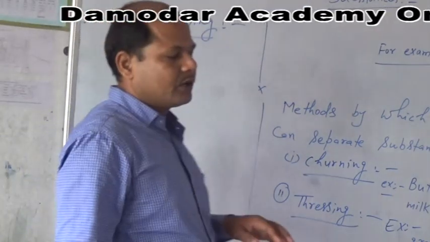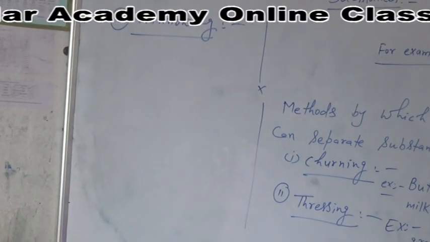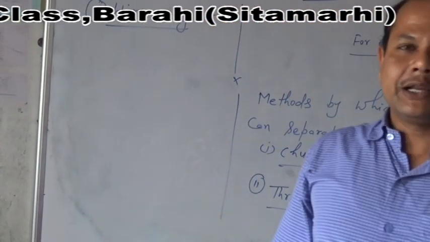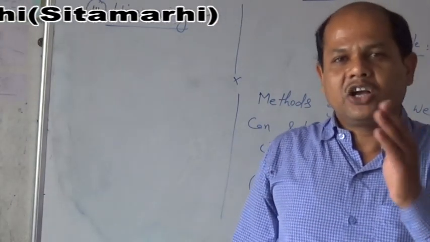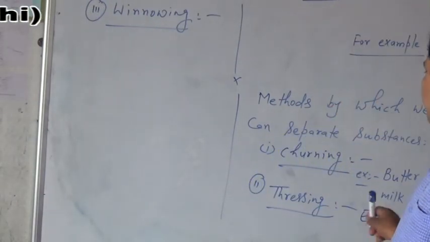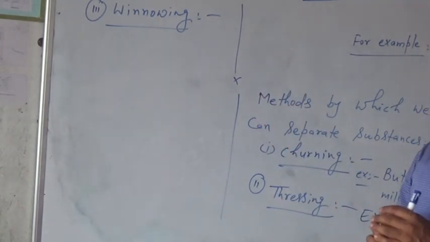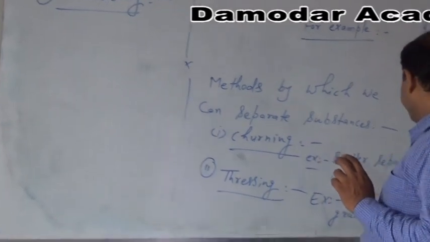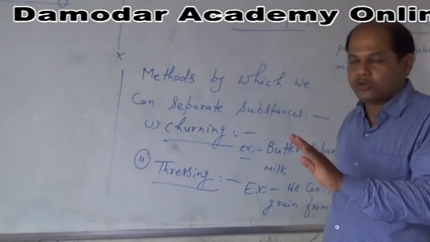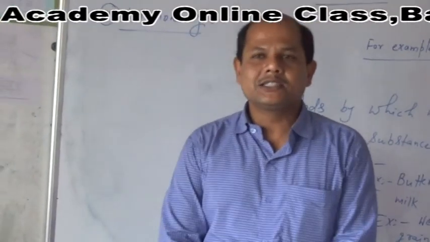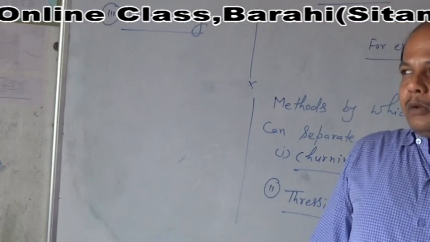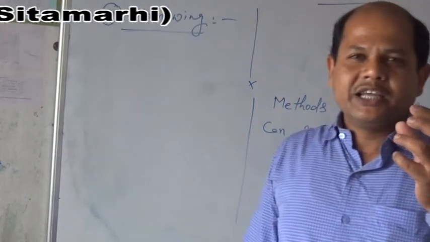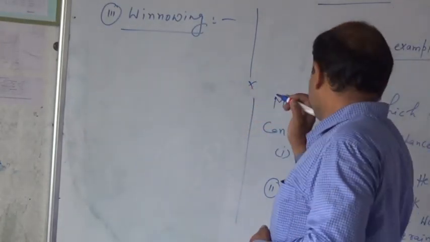Winnowing is also a separating process by which we can separate light material from the grain. Here, thrashing and winnowing are two different methods. In thrashing, the corn or grain is separated from its stalk. But in winnowing, small dust particles and small husk are separated from the grain.